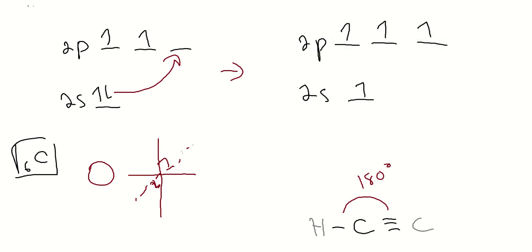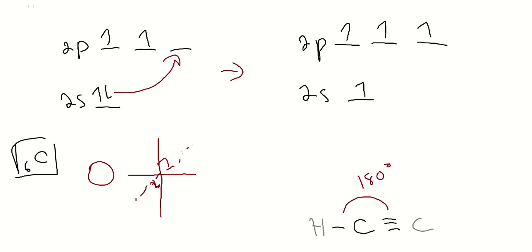Now we can have four bonds, because according to valence bond theory, you need an unpaired electron. Like this one can't participate in a bond because it doesn't have an unpaired electron. So according to valence bond theory, you need an unpaired electron to overlap with another unpaired electron in some other atom's orbital to make that covalent bond. That's why we promote this, and we can do that because their energies are very similar.